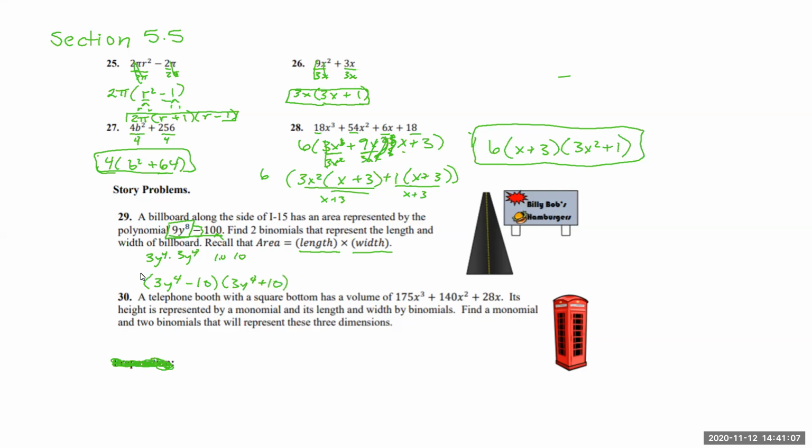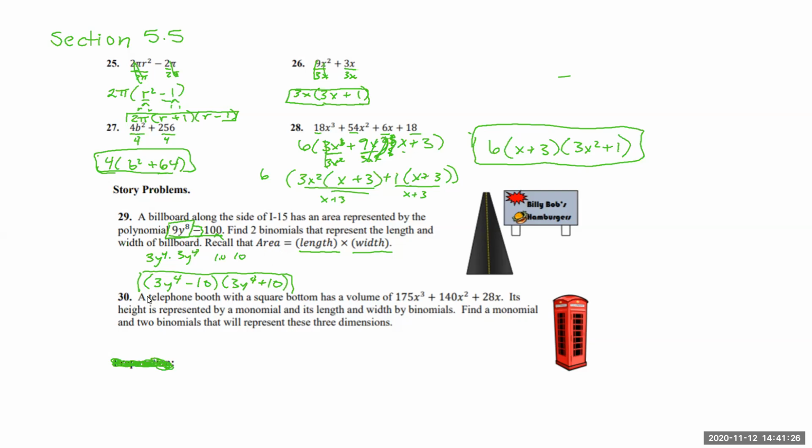This is one of those methods that need to be memorized. It'll make your life a lot easier. Okay, and that's the final answer for that. So one of these will be the length, one of these will be the width. It doesn't matter. They will be the same.